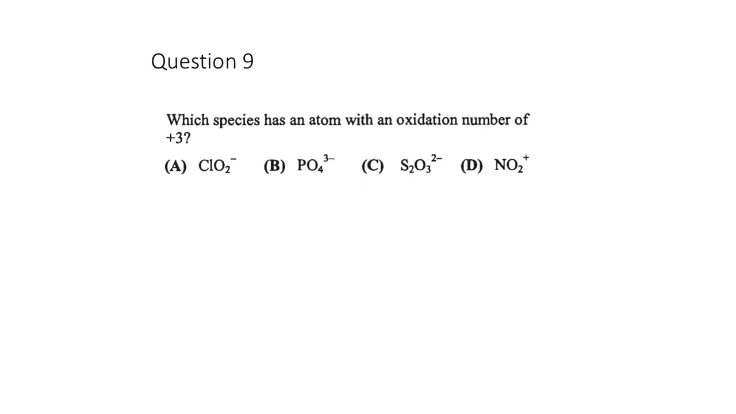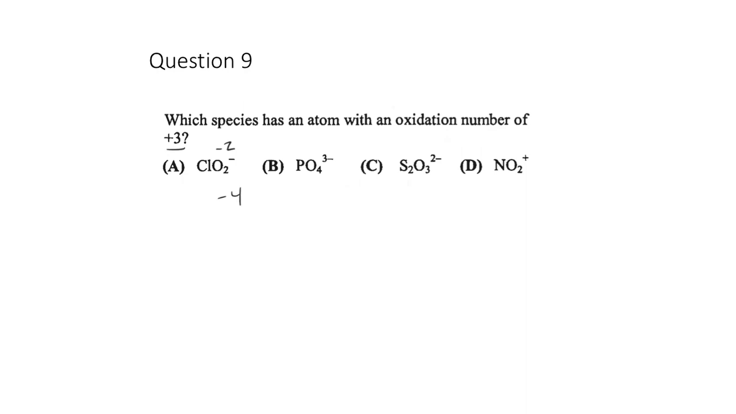Question 9, which atom below has an oxidation number of plus 3? So minus 2, minus 4 for the 2, minus 1 overall has to go plus 3. So it's going to be actually the first one is plus 3. And then the second one, minus 2 is minus 8. To go to minus 3 overall would be plus 5.